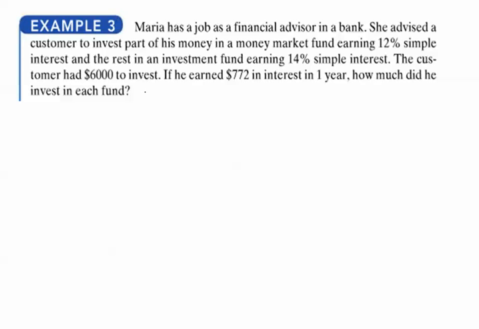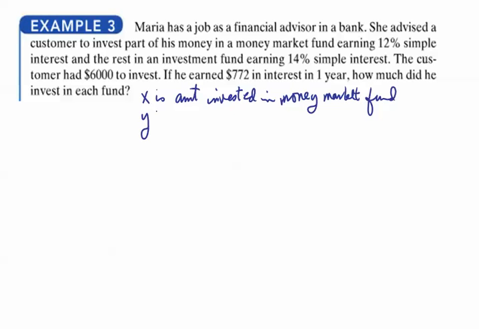All right, let's go back for a second. Two things that we're looking for. X is the amount invested in the money market fund. And we'll let Y be the amount invested in an investment fund. All right, so that's the two amounts that she invested.